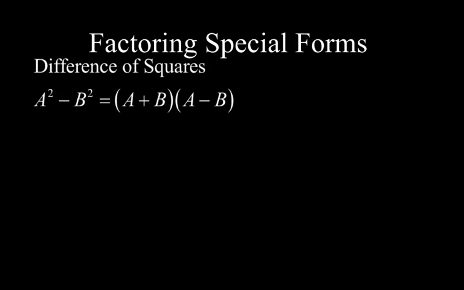So the difference of squares, you'll notice it's a difference, it's subtraction, and then the first term and the last term both have to be perfect squares. And if that's the case, then it will factor to be the first part plus the second part, a plus b, and then the first part minus the second part. And again, I'm going to show you that pattern, and then I'll show you how to do it using the other method that we have been using already.